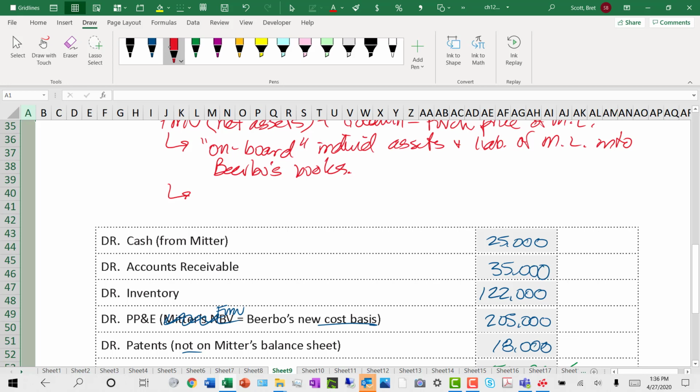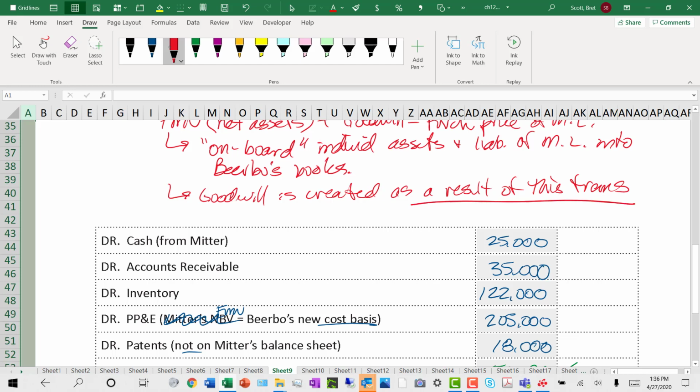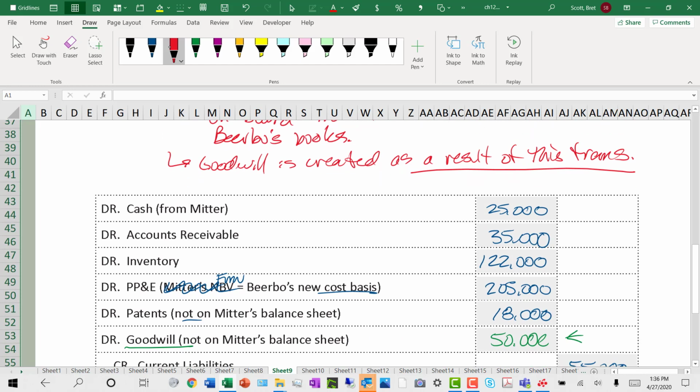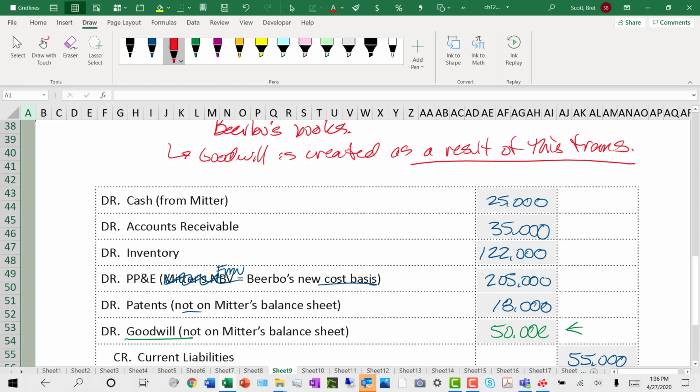The goodwill did not exist anywhere before this transaction. Goodwill is created as a result of this transaction. Isn't that strange? $50,000 of value didn't exist until everybody signed the bottom line, the dotted line. Once the transaction was complete, poof, there is an asset now of $50,000.